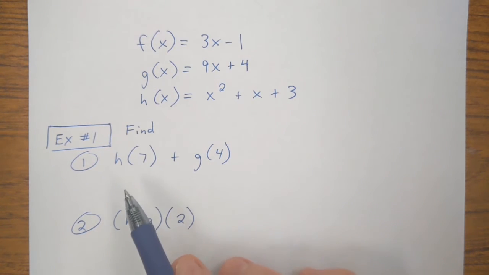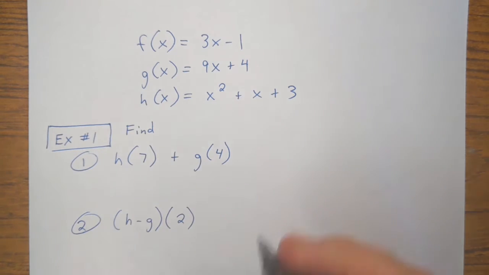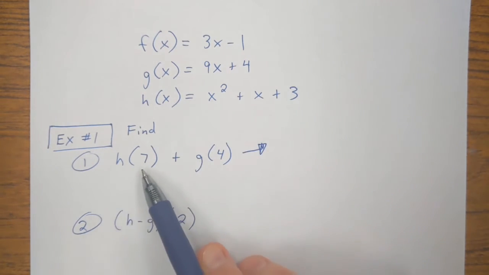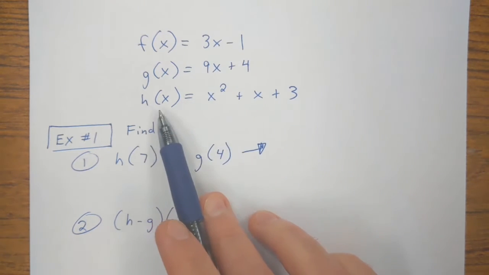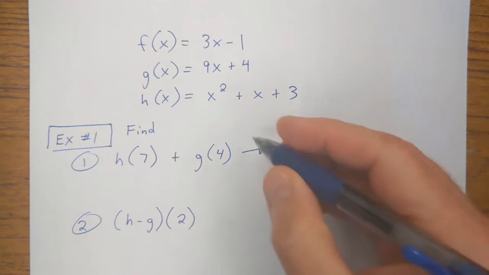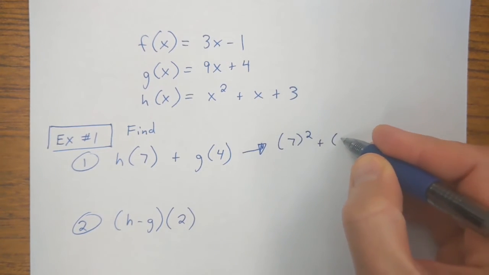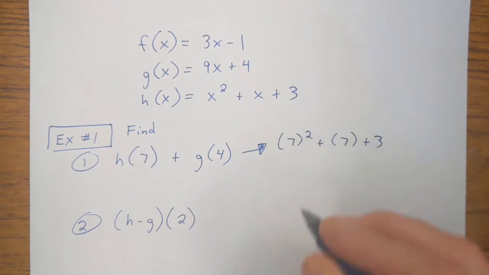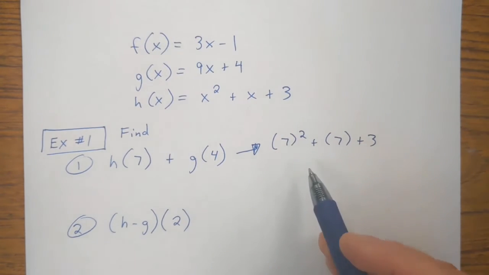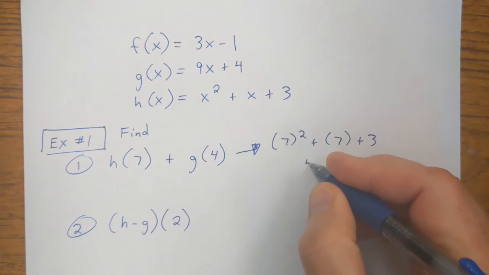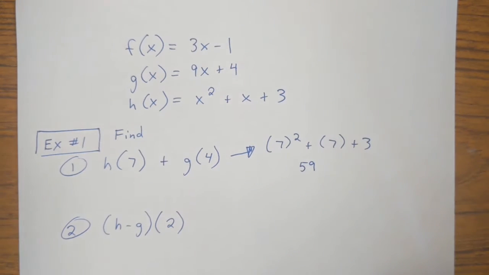So let's start simply. Example number 1, find h of 7 plus g of 4. All that means is I'm going to take the number 7, this input of 7, I'm going to input it into the function called h. Everywhere I see an x, I'm going to replace it with a 7. And I like to work these out separately. Okay, so if we do 49 plus 7 plus 3, that ends up being 59. Feel free to use a calculator if you want to.